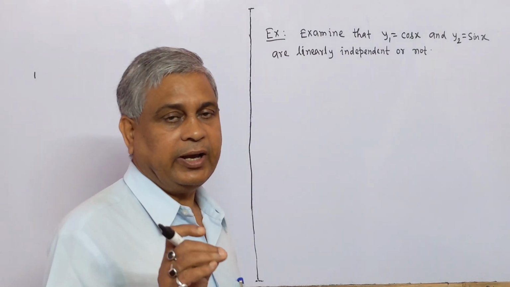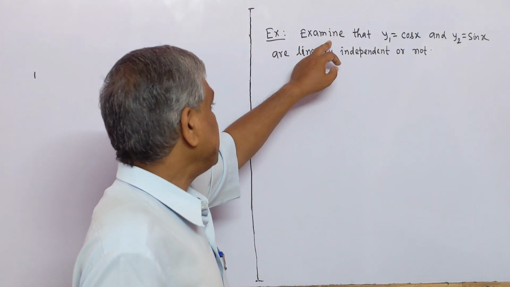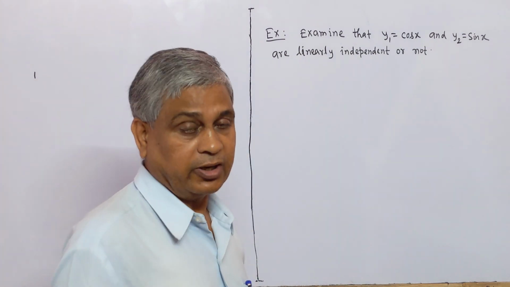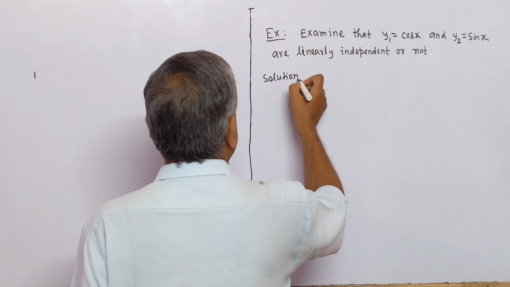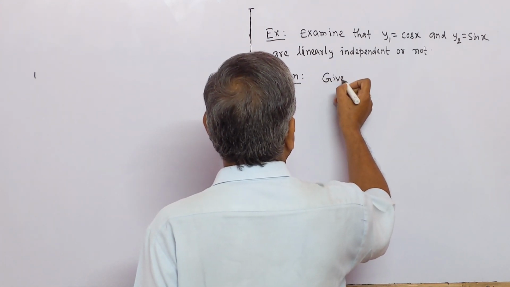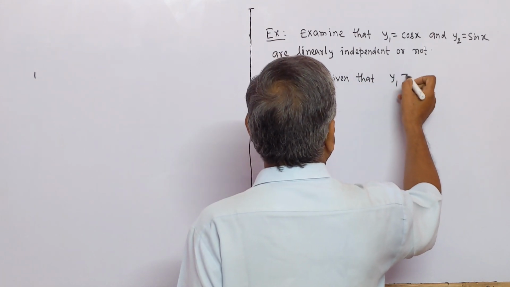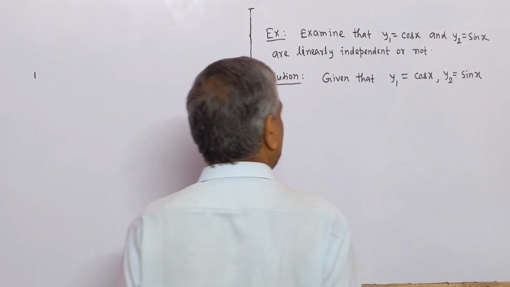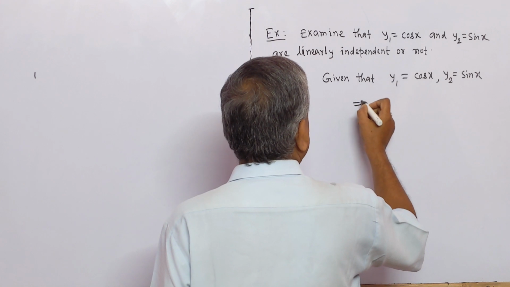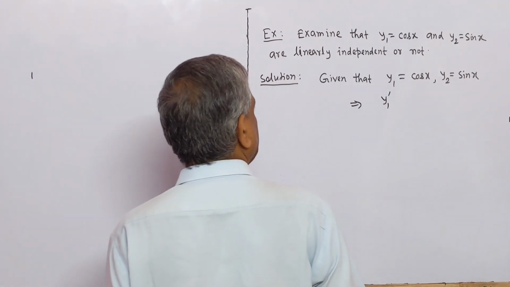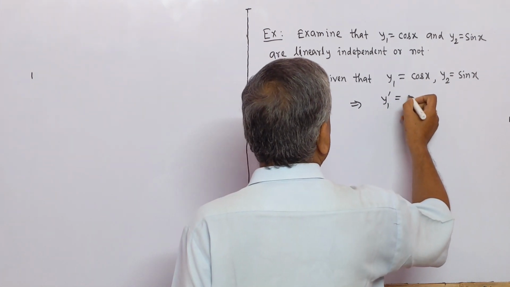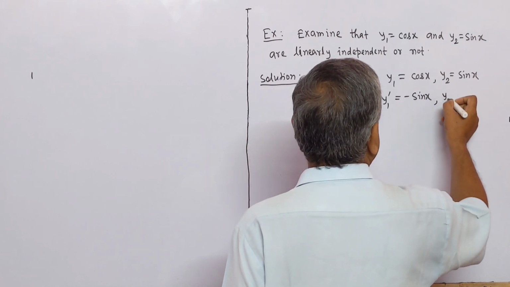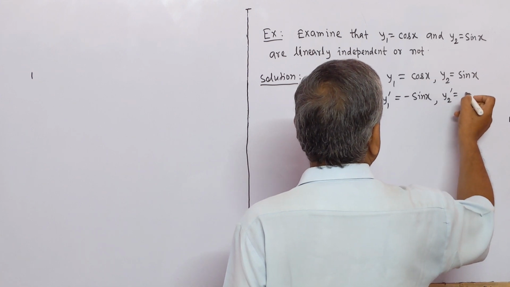Proved. Now we give an example. Examine whether y1 equal to cos x and y2 equal to sin x are linearly independent or not. Solution. Given that y1 equal to cos x, y2 equal to sin x, are two functions of x. We take the derivative: y1 prime, meaning dy1 by dx, equals minus sin x. The derivative of cos x is minus sin x, and y2 prime, the derivative of sin x, is cos x.